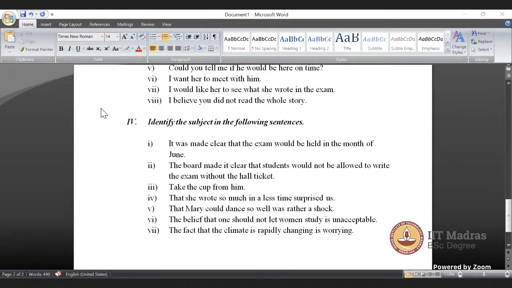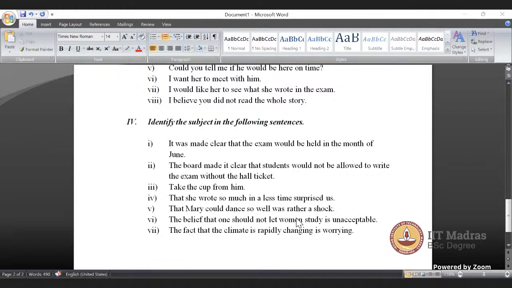Okay. Yes, ma'am. Now the next one. That Mary could dance so well was rather a shock. It's a similar kind of sentence. What's the verb here? The main verb is? Yes, JK. That Mary could dance so well is your subject. Correct. That clause, that Mary could dance so well.